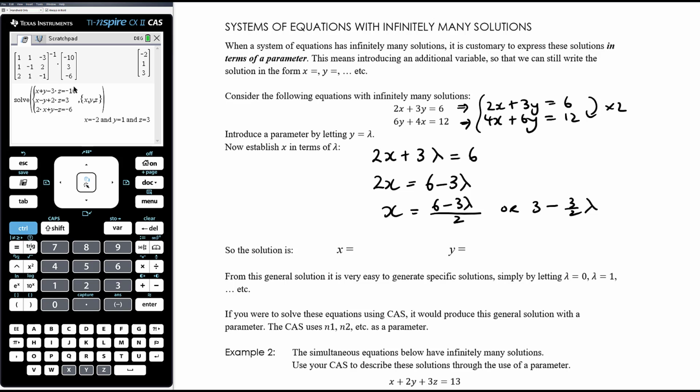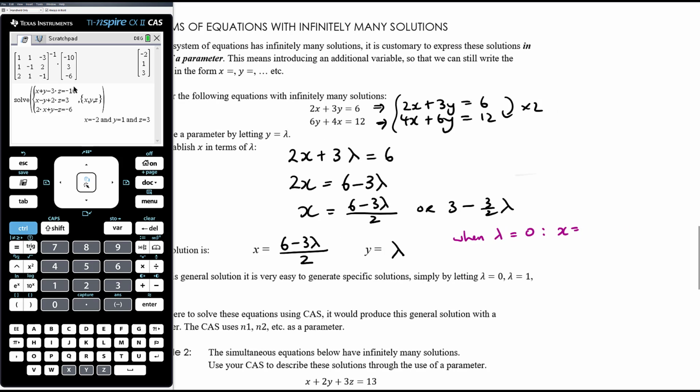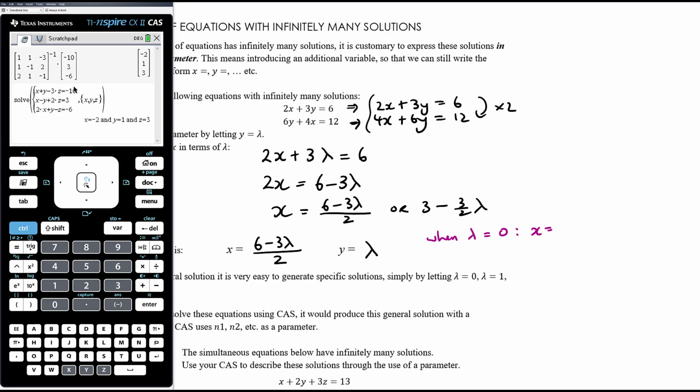So now we've come up with a general way to describe all of the infinitely many solutions. x is equal to 6 minus 3 lambda over 2, and y is equal to lambda. So for example, when lambda equals 0, we're going to get x equals 6 on 2, so 3, and y equals 0. So that is one of the infinitely many solutions to that equation.